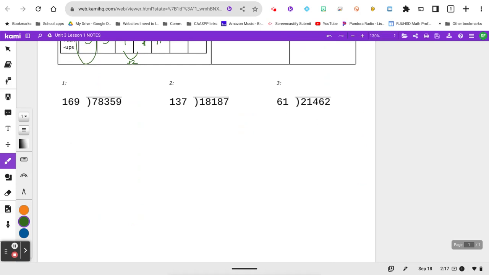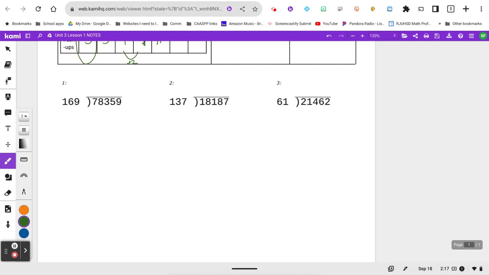And then we want to go over long division. We don't want to do this with a calculator to get our answer as a decimal. We actually want to get a remainder and write it as a fraction. So what we're going to do, 169 can go into 783.